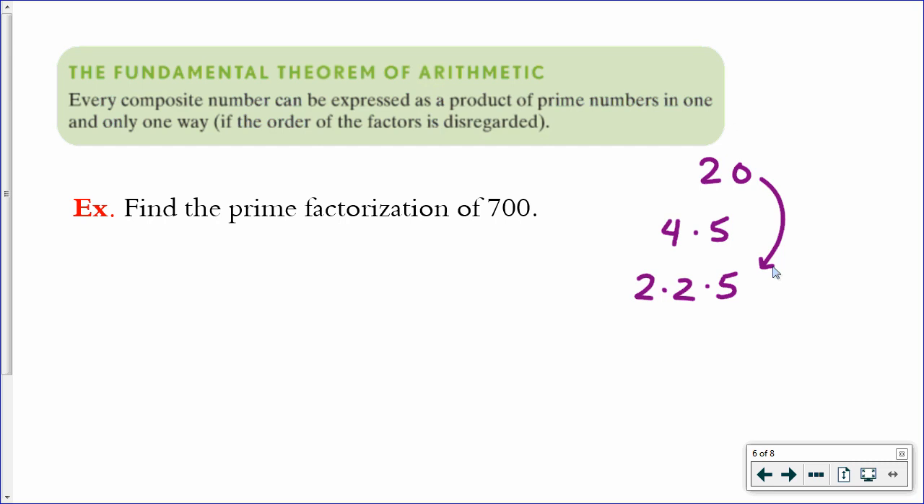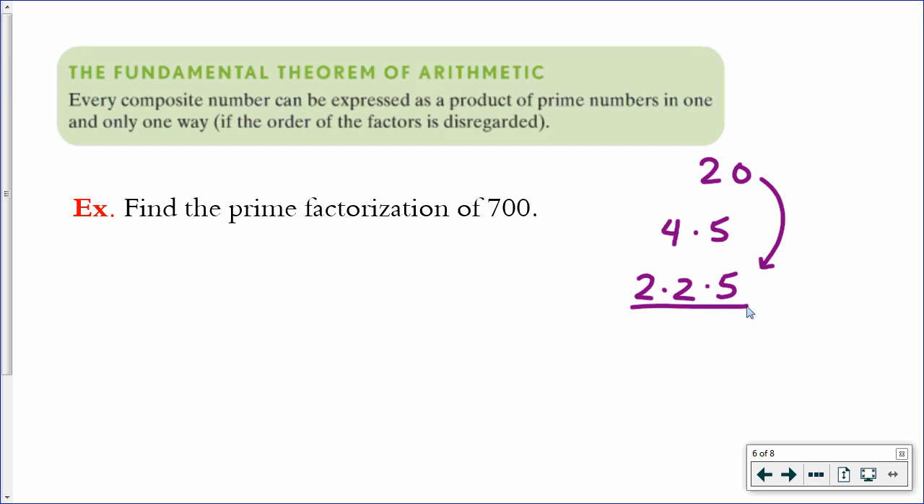So the fundamental theorem of arithmetic says every single composite number can be written as the product of primes. And if you do it and I do it and he does it and she does it, we're all going to end up with the same product of primes. That's what it means by in one and only one way, if you ignore the order. Somebody else may come up with 5 times 2 times 2, but that means the same thing. So there's only one way to write the number 20 as a product of prime numbers. So everybody will factor it down the same way.